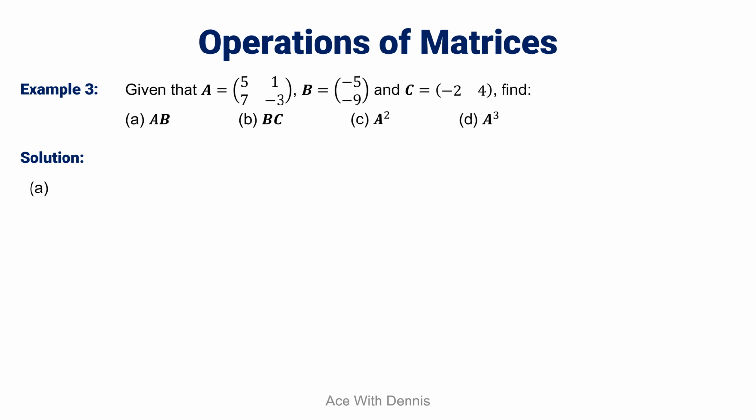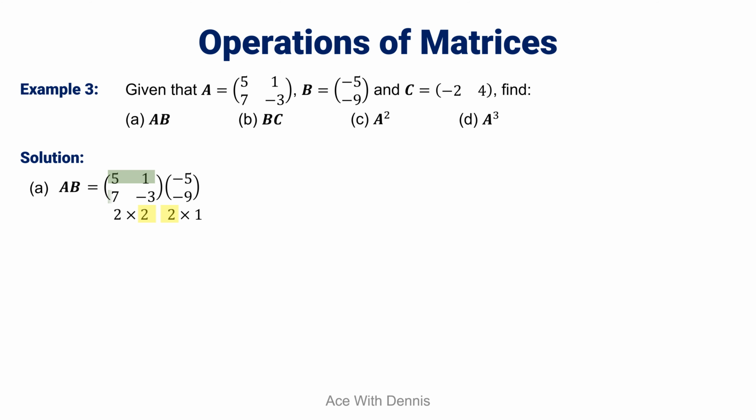So here's the solution. For A, matrix A times matrix B is equal to matrix 5, 1, 7, -3 times matrix -5, -9. Now let's check whether these two matrices can be multiplied together. The order for the first matrix is 2 times 2, and the order for the second matrix is 2 times 1. So these two numbers are the same, hence we can multiply these two matrices together.